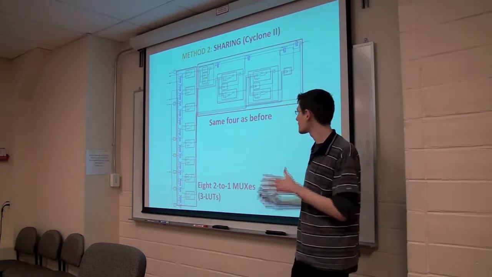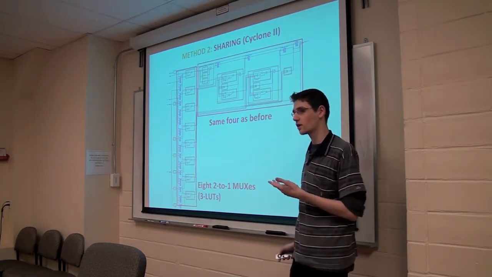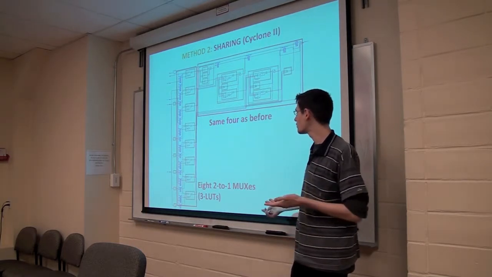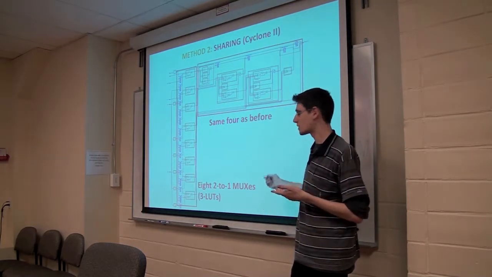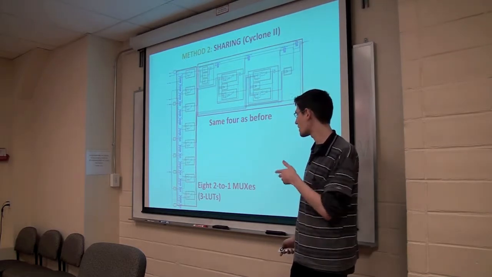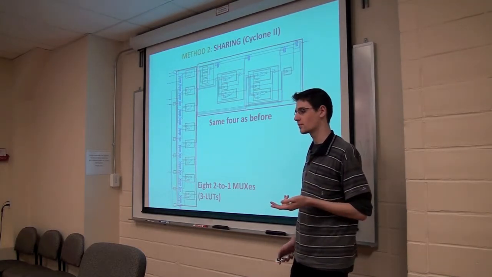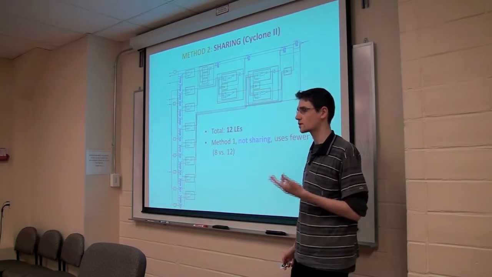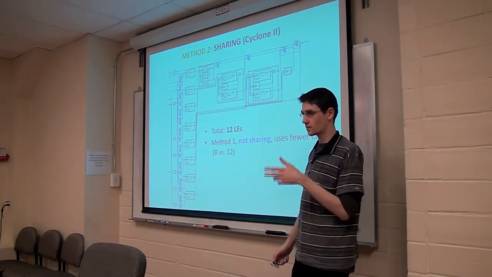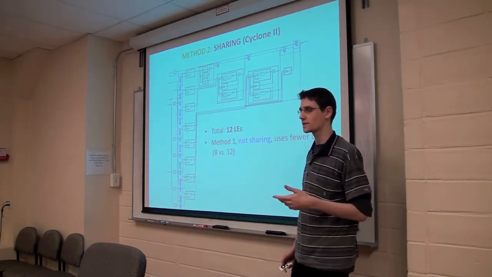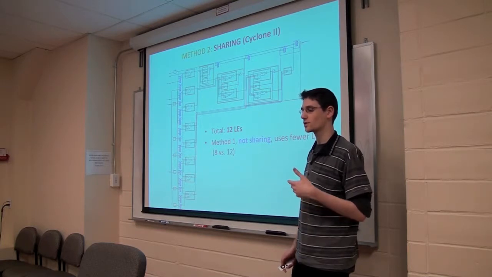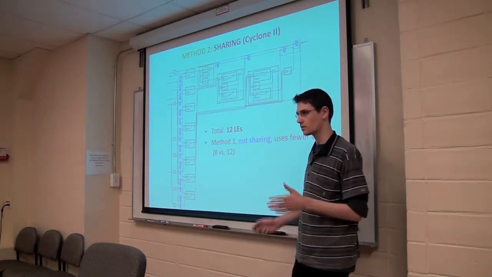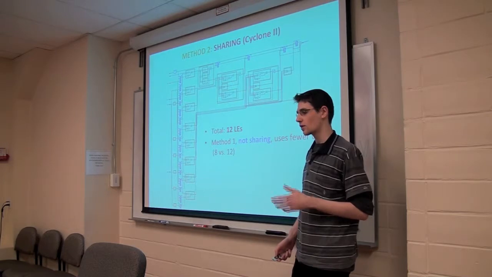So we have the same 4 LUTs implementing the addition as before, but now they're preceded by 8 new 3-LUTs, which each implement a 2-to-1 mux. And we have 8 muxes because there are two 4-bit inputs. So overall in Cyclone 2, this is 12 logic elements. If we compare this to before when we just had 8, we notice that for Cyclone 2, we actually prefer to not share the adder because we had fewer LUTs. Okay, so that's Cyclone 2.